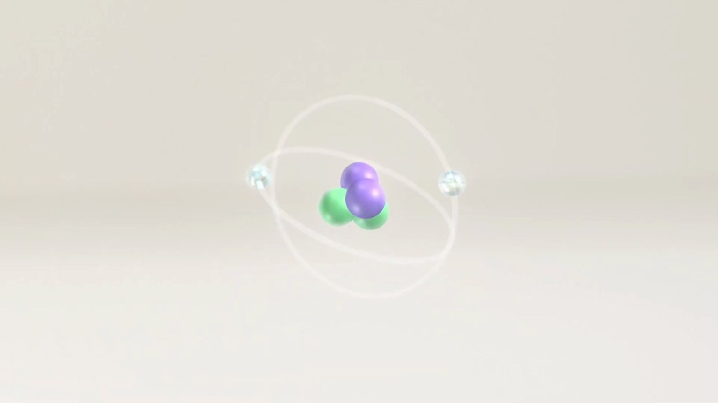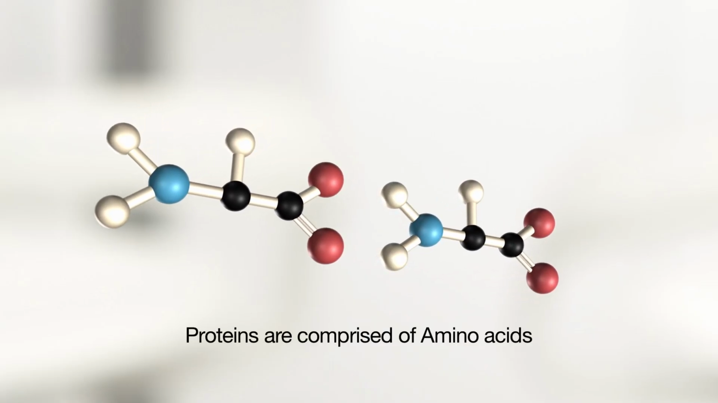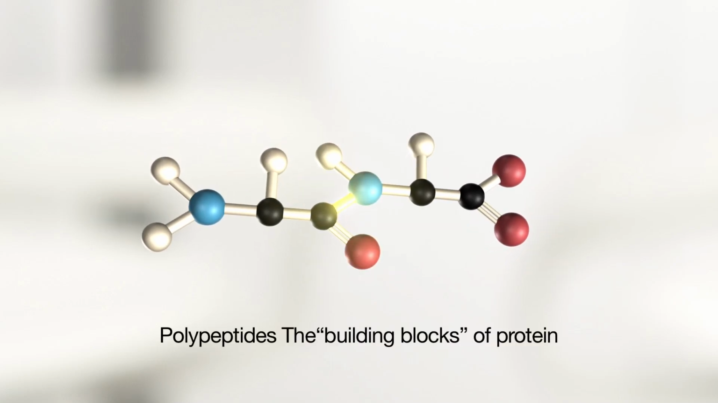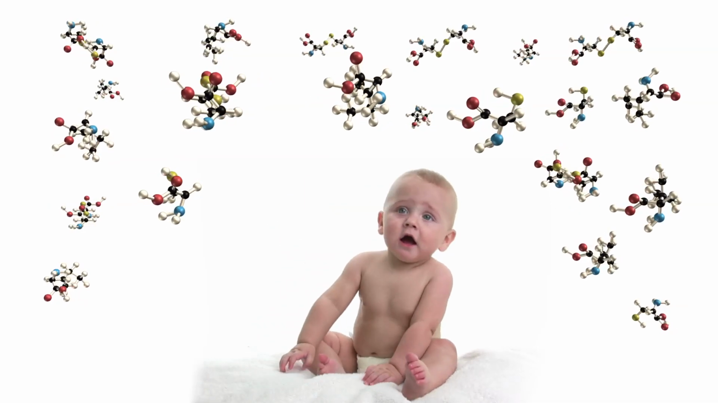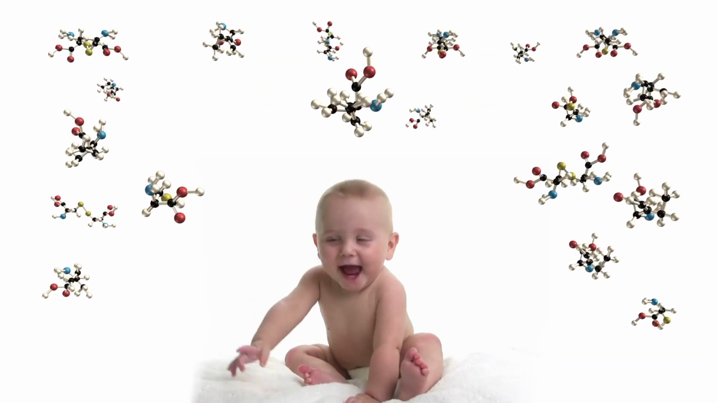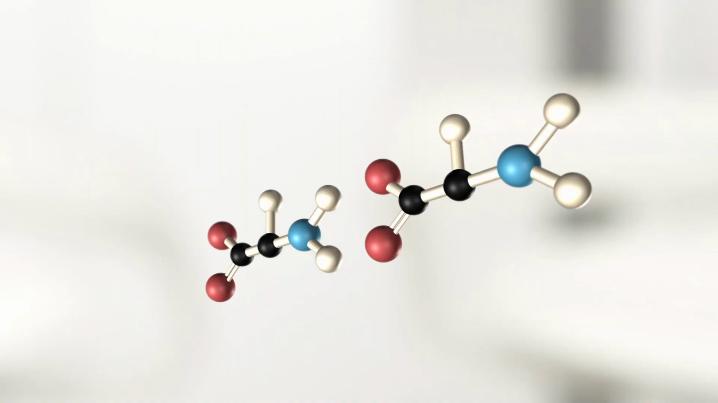Atoms are the building blocks of amino acids. Proteins are comprised of amino acids, which are compound molecules that link together to create polypeptides. They are commonly referred to as the building blocks of protein. There are 21 amino acids in the human body and 18 that relate to hair. Amino acids make up all of the protein in hair.